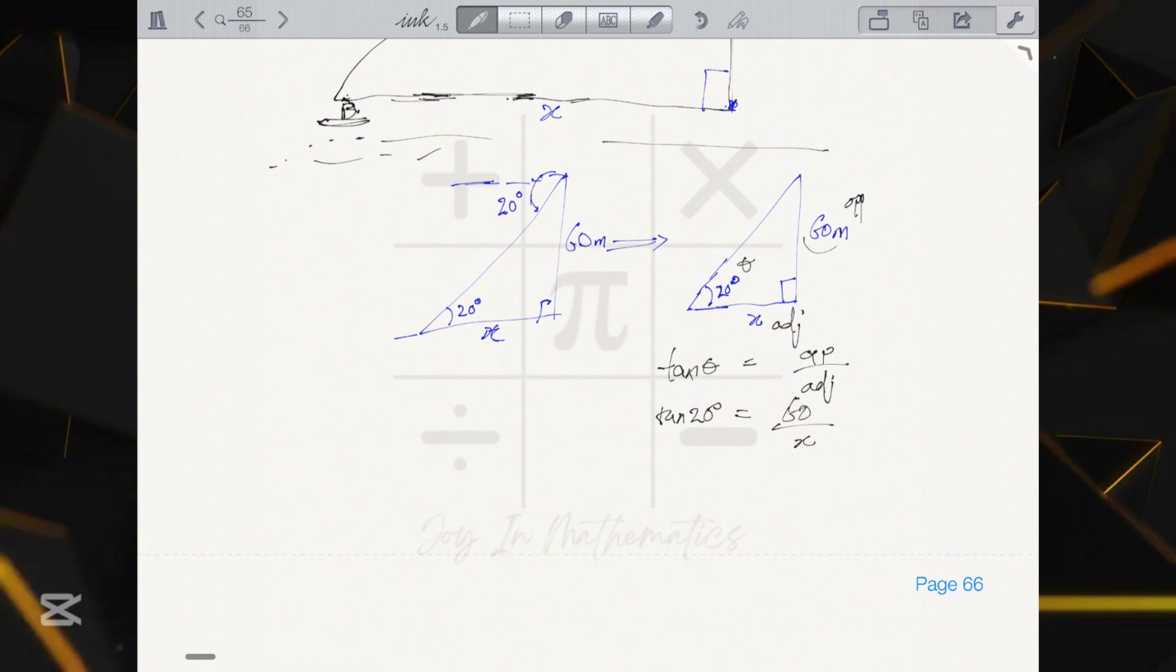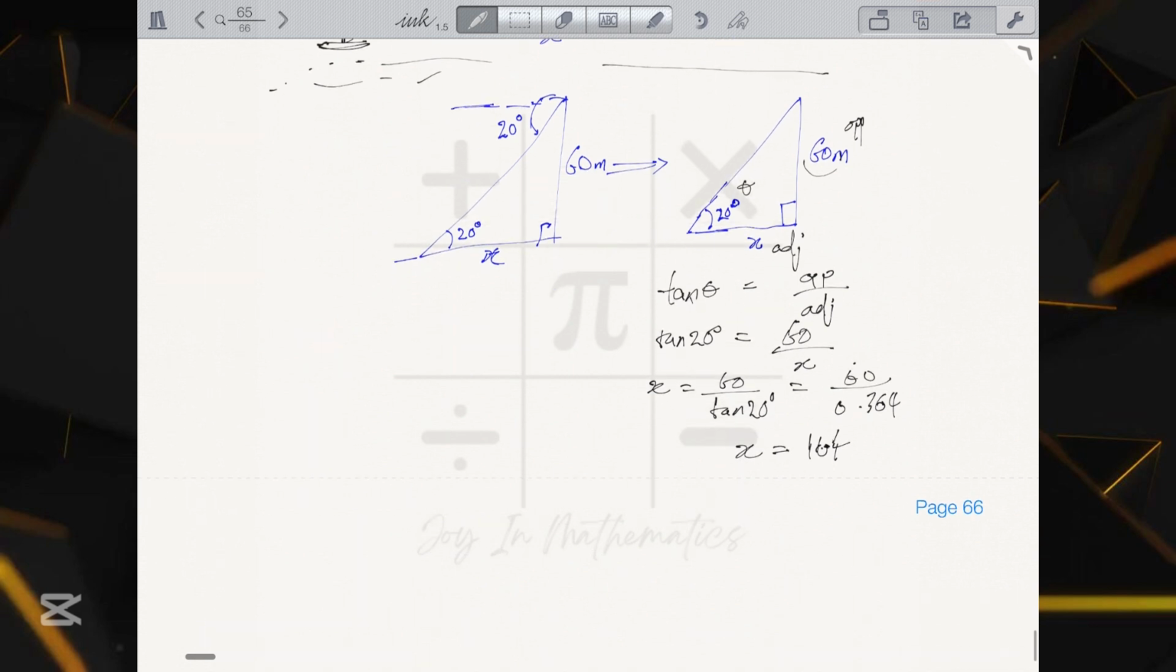So making x the subject of the formula, x will be equal to 60 divided by tan 20 degrees. Making our substitution, we have 60 divided by 0.364. And using our calculator to simplify this, we'll have that the base, the horizontal distance of the boat, is 164.84 meters.